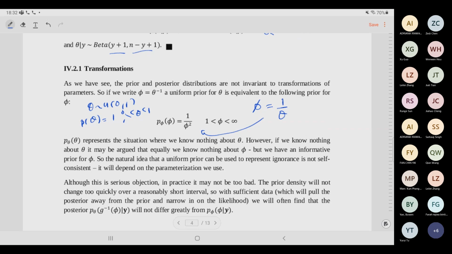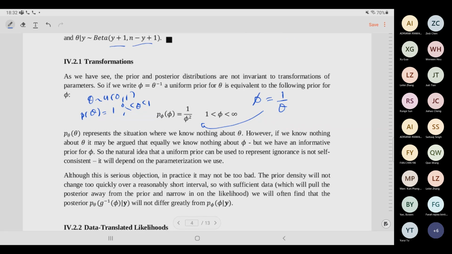So when we say we use a flat prior or uniform prior, it is actually not very consistent, because it depends on the parameterization that we use. Is it theta or is it phi? If it's flat for theta, it's not flat for phi. So it depends on the transformation that you use for your parameter.